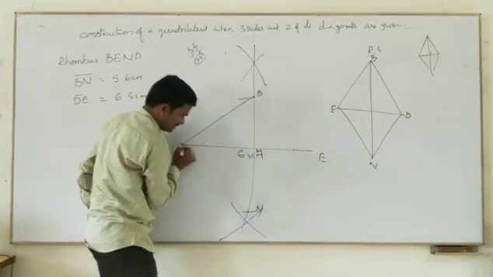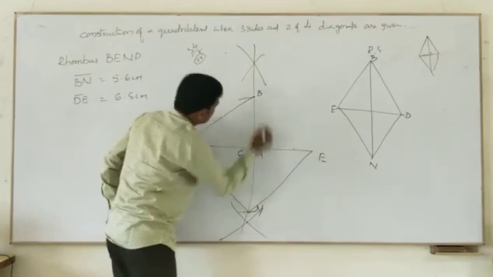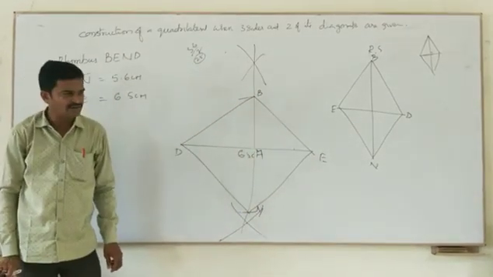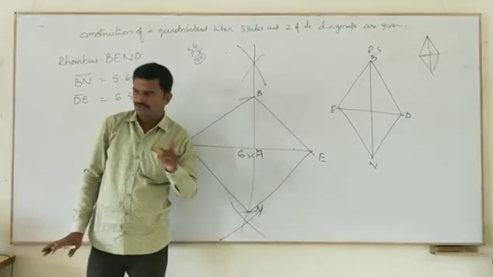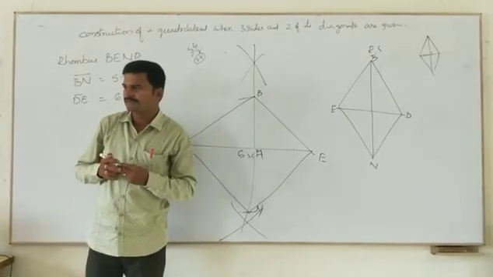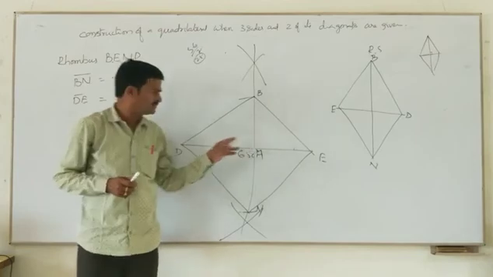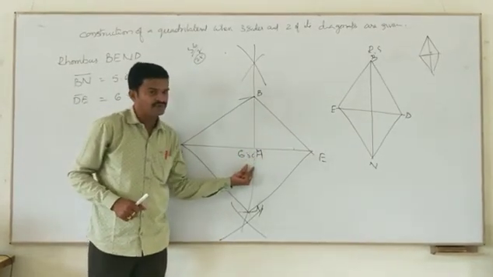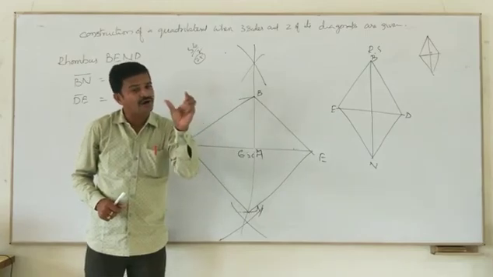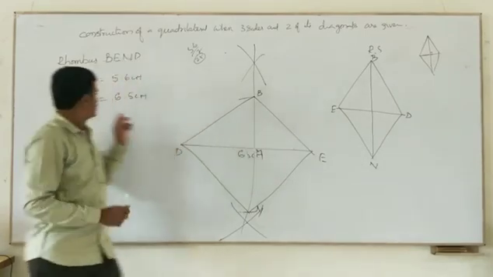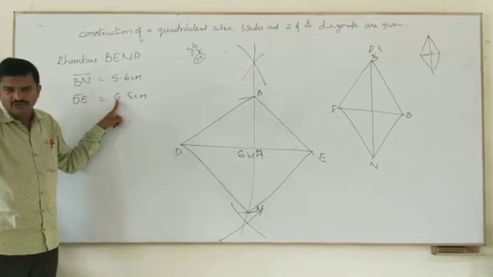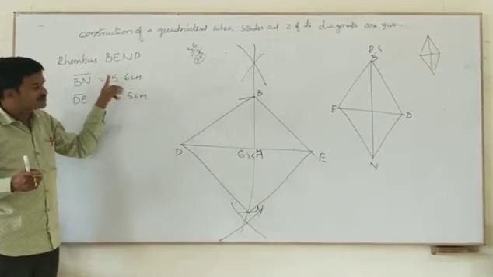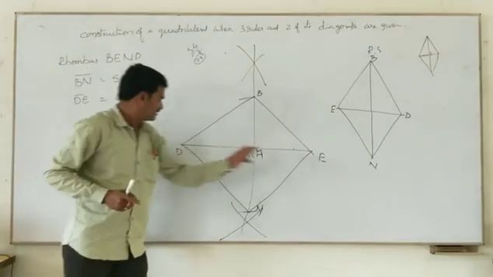Now join BD, DN, EN, BE. This is our rhombus. Are you clear? Look here, what is the first step we did? Draw a line segment DE equal to 6.5. Whichever length you can't easily halve, take the other as the base. Here half of 6.5 is about 3.24, which is not convenient, but half of 5.6 is 2.8. So we can take DE as the base first.